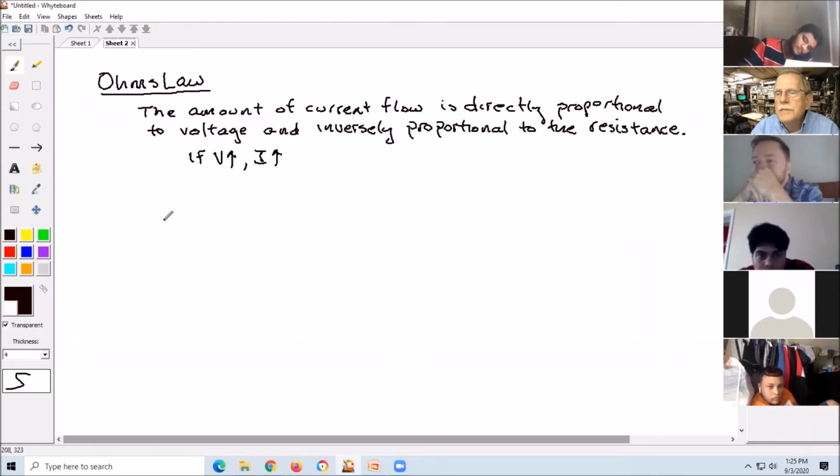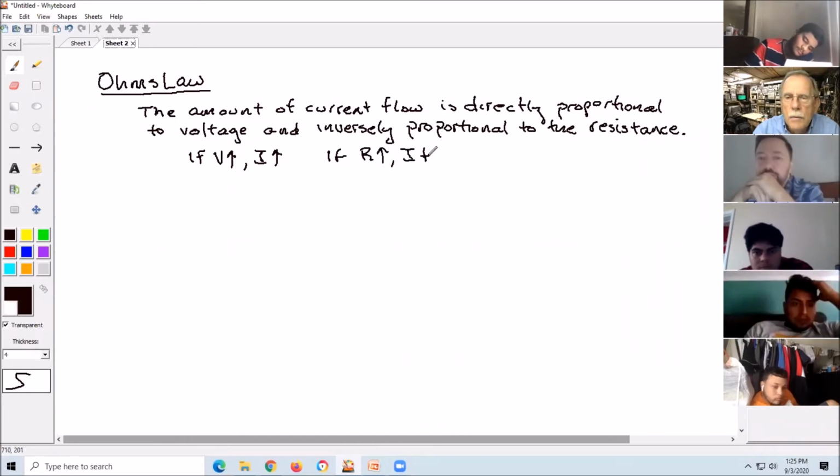And what about inversely proportional to the resistance? If I make the resistance go up, what does that do to the current? It'll go down. So if the resistance increases, the current goes down.